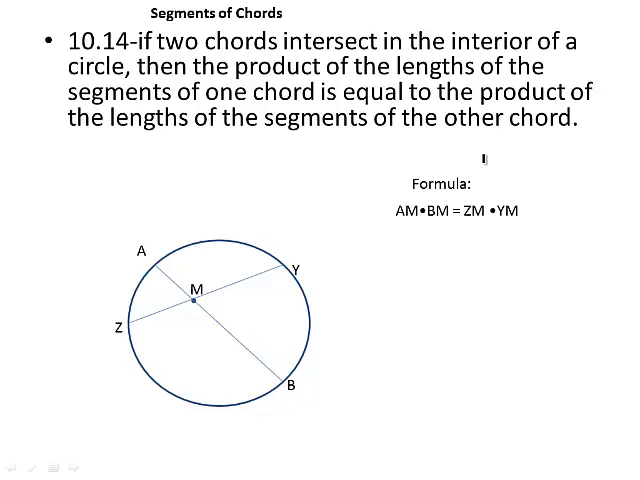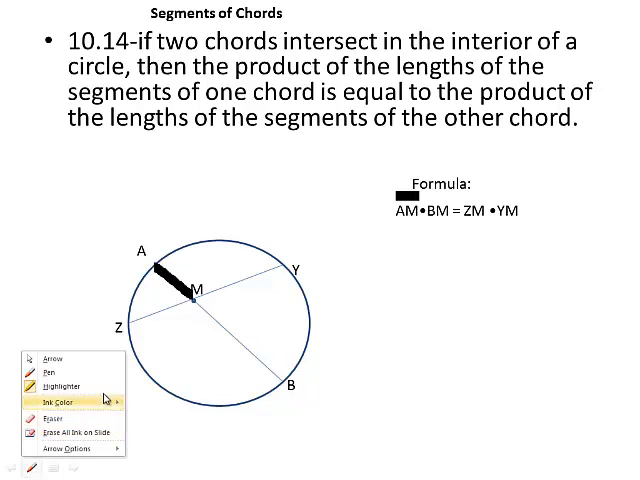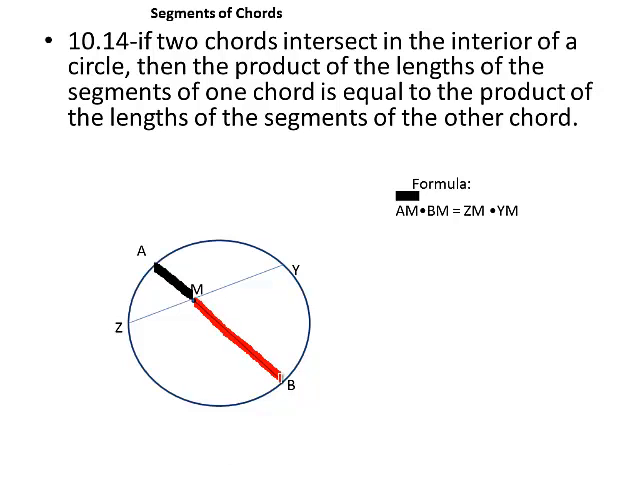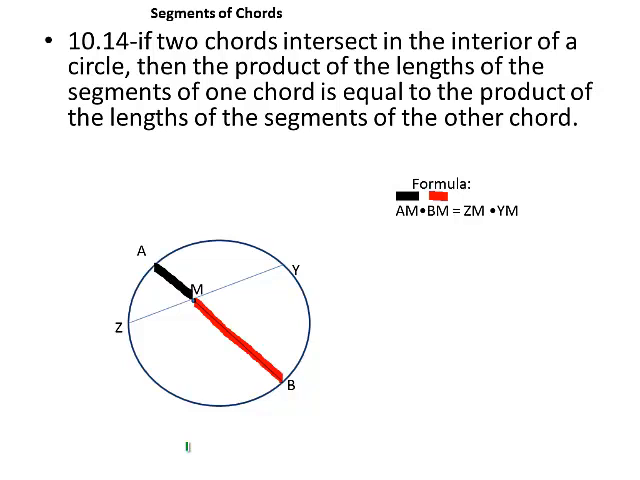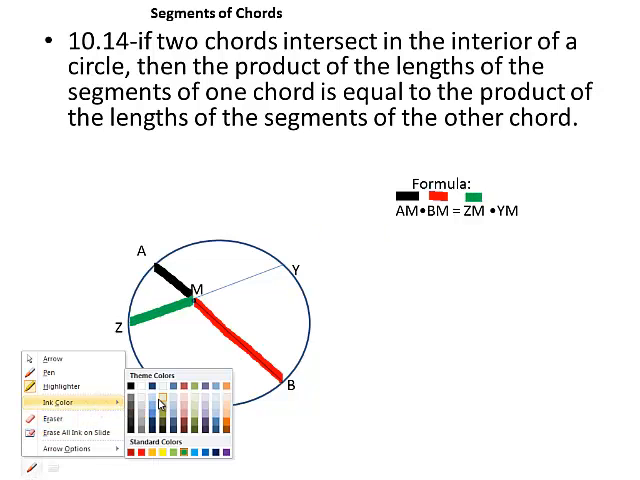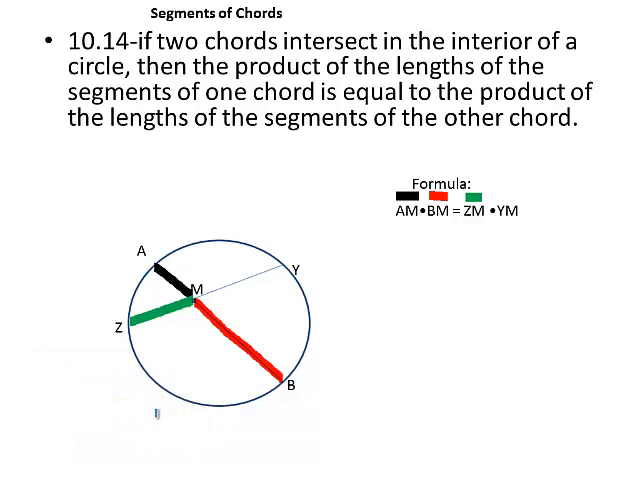and arc measures. So in this case, if you take one segment length, for example, AM segment length, whatever it could be, a value of x, it could be a numerical value, and you multiply that times the segment length of MB, that should be equal to ZM's length times YM's length. And again, don't get this mixed up with angle measures and arc measures in terms of degrees. This is actual lengths that you're dealing with.